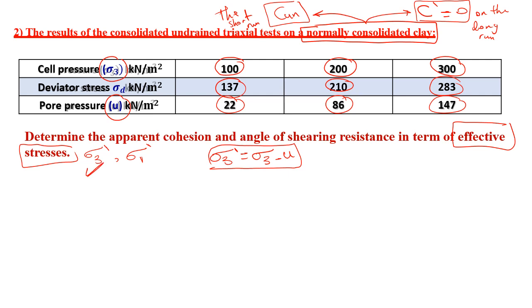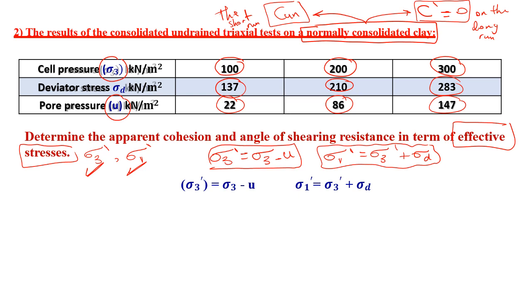This is the first equation. You have sigma 3 prime. But what about sigma 1 prime? Here you can use the value of sigma d. If you have the value of sigma 3 prime, you can say that sigma 1 prime is equal to sigma 3 prime plus sigma d. This is the second equation you will use here in this problem. So you have these two equations. You will obtain the value of sigma 3 prime at first, then you will compute the value of sigma 1 prime by adding the value of sigma d to sigma 3 prime.